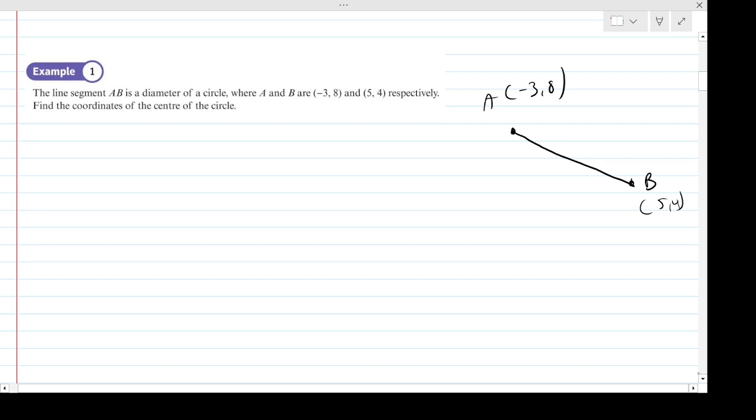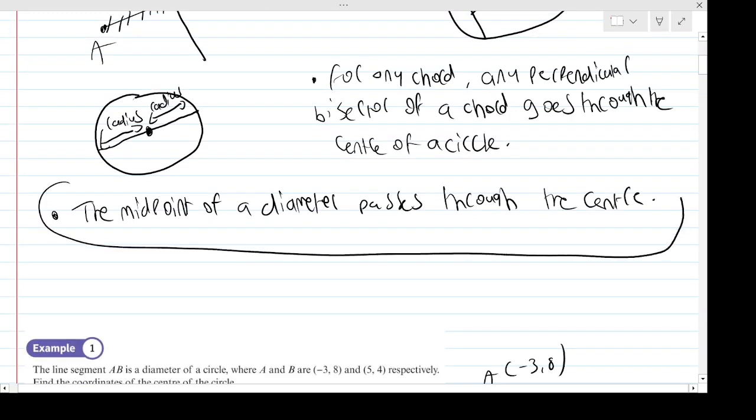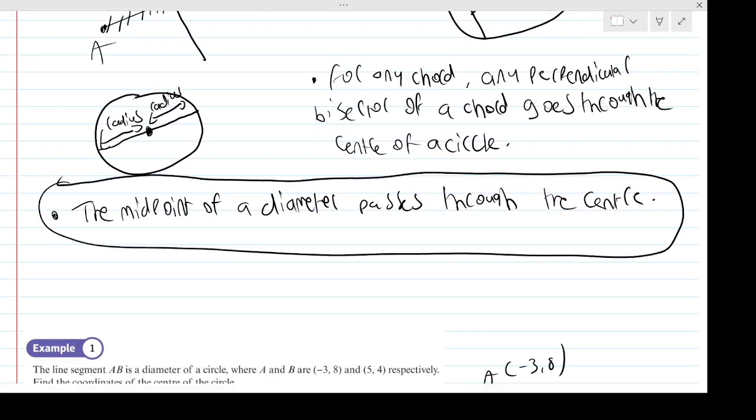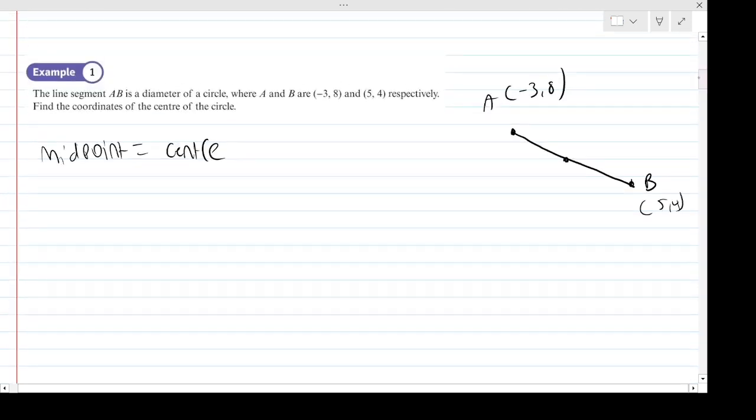If it's the diameter, the midpoint is the centre. We just described this a second ago: the midpoint of the diameter passes through the centre, and we saw it with this little illustration, that we had a diameter and the midpoint of that happened to also be the centre. So we can just take the midpoint. How do we work out the midpoint of (-3, 8) and (5, 4)?